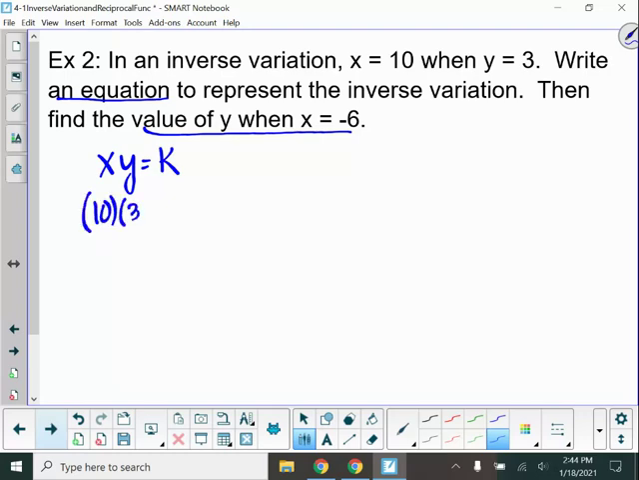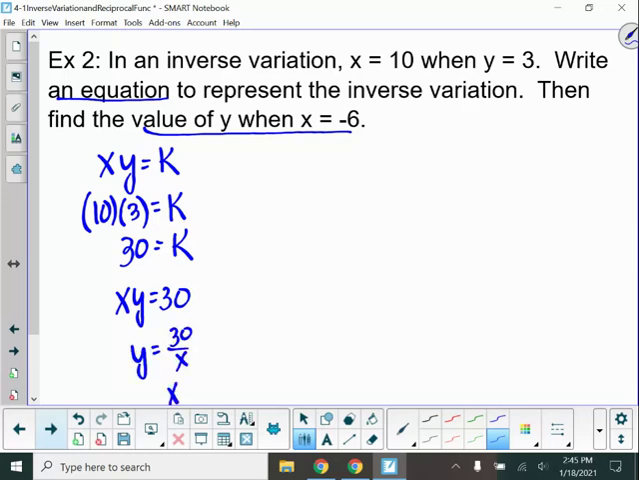That's 10 times 3, so 30 is my k. Now we have a couple different choices for how we can write the equation. You could say xy is equal to 30. That would be acceptable. You could do y is equal to 30 over x, or you could do x is equal to 30 over y. You don't have to do all 3 of these. You only have to do one. Just make sure that you pick one and you stick with it.